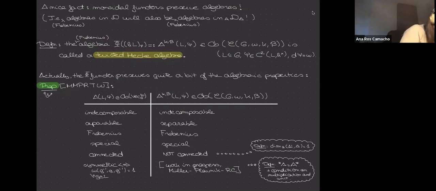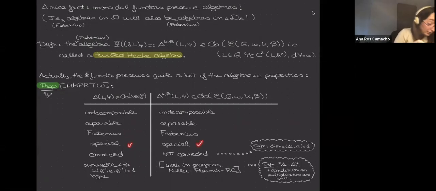I'm going to add some superscripts here, to try to make it slightly different from the twisted group algebras. And actually, not only the Frobenius structure going from algebra to algebra, it also preserves quite a nice lot of algebraic properties of these algebra objects. So let's compare what happens on each side. For the twisted group algebra, we have indecomposable, great, this is preserved. We have separable, which is also preserved. Frobenius, as I said, because we're using this Frobenius monoidal functor.